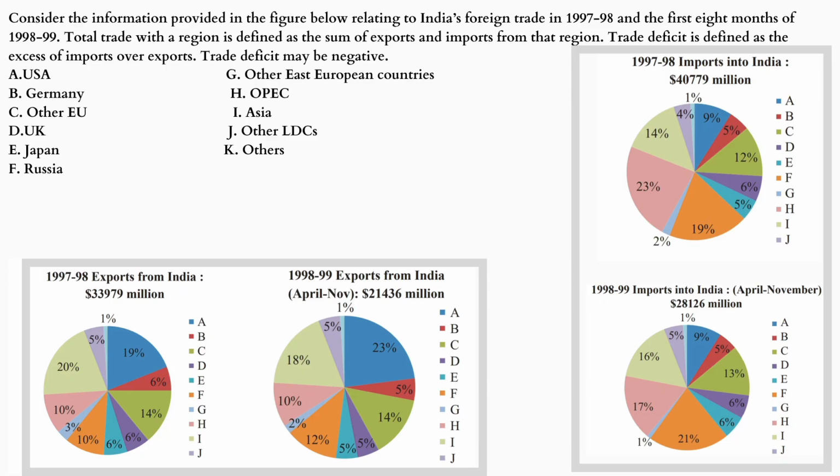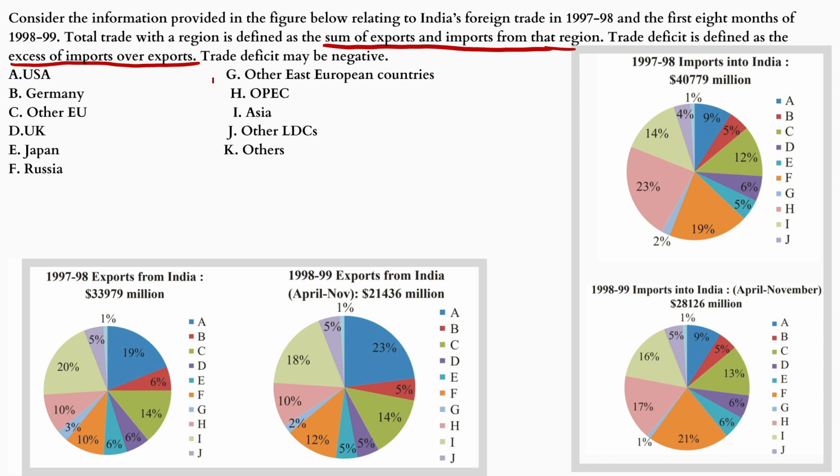So this is one more set, and consider the information provided in the figure below relating to India's foreign trade in 97 to 98 and the first 8 months of 98 to 99. So total trade with a region is defined as the sum of exports and imports from that region. Okay, total deficit is defined as excess of imports over exports. So trade deficit may be negative. See, whenever a nation is importing more than exports, right? When it's importing more than exporting, then that country is in trade deficit, right? So the balance sheet won't be surplus, won't be balanced in that case.